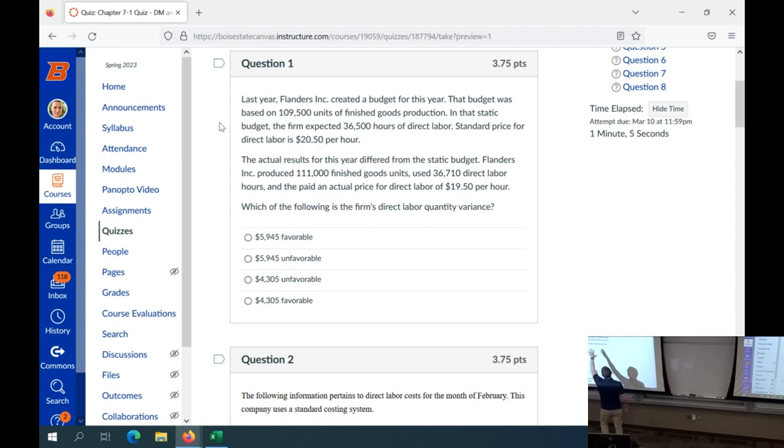The 36,500 is the standard quantity in the total sense. The 3 finished goods units to 1 direct labor hour is the standard in the micro sense. Two ways of talking about standard quantity. Almost always in the equations, we're talking about the total standard quantity. Okay, standard price for direct labor is $20.50 per hour. Great. Actual results for this year differ from the static budget, as they almost always do.